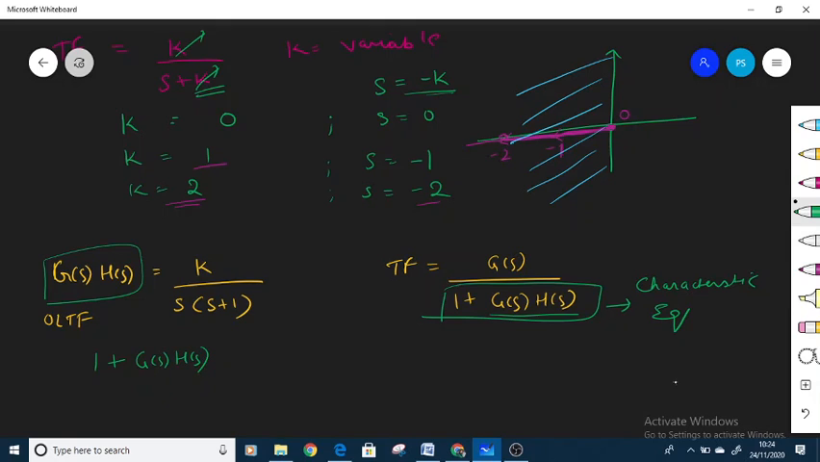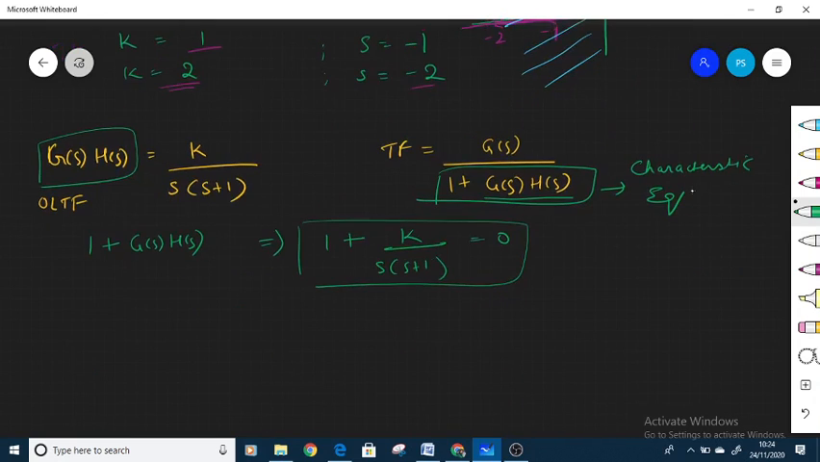So here, if I do the same thing with G(s)H(s), the characteristic equation will come out to be equal to 1 plus k divided by s into (s plus 1), equals 0. This will be the characteristic equation.